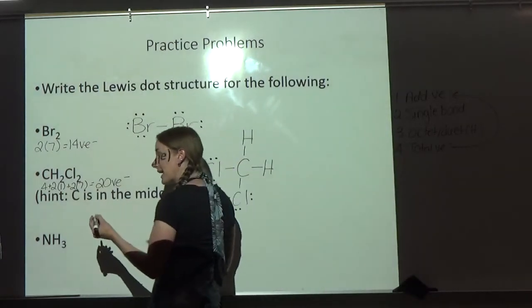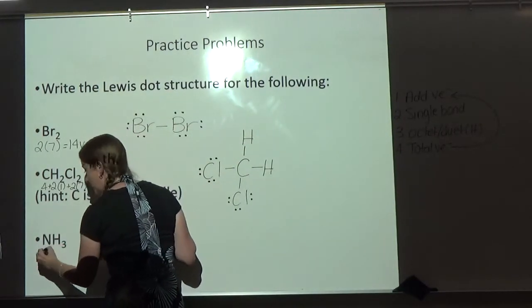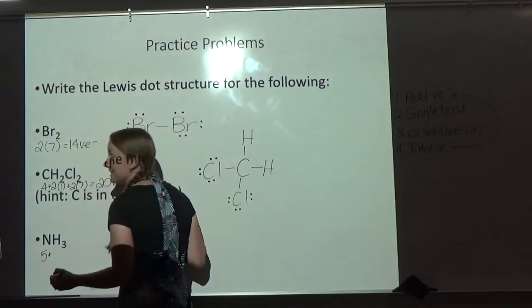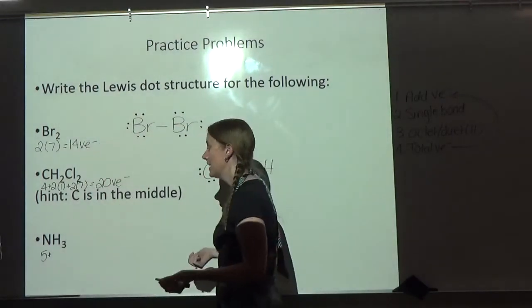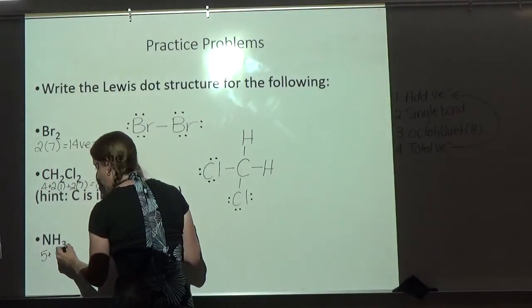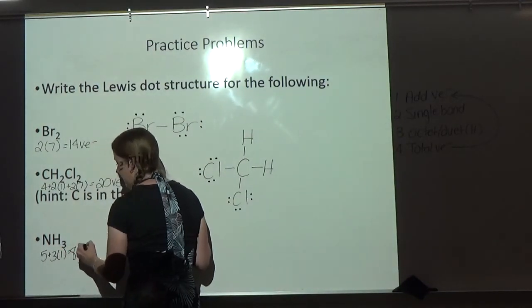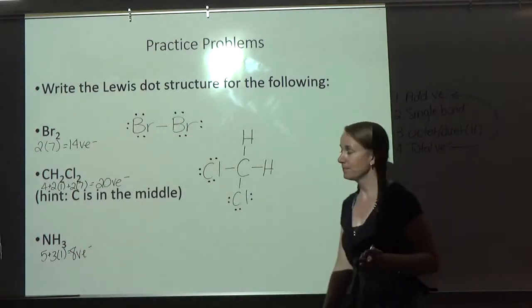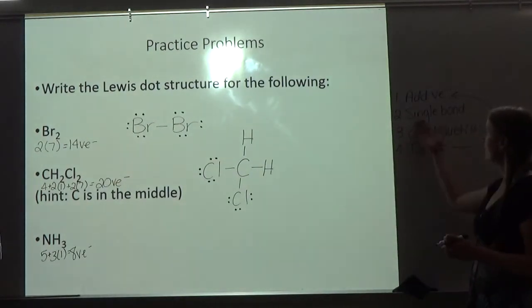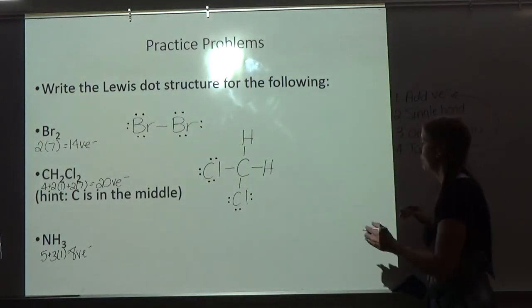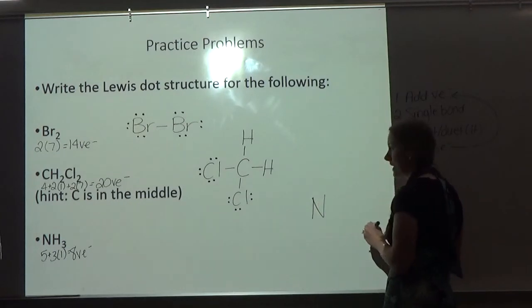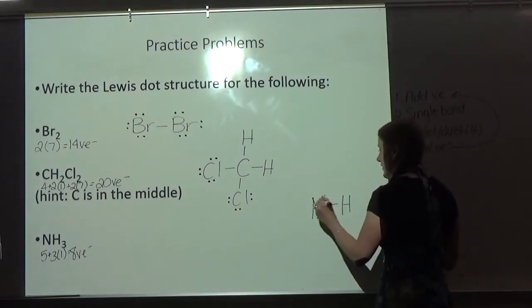All right, so first we got to add up our valence electrons. So N has 5, because it's in group 15 on the periodic table. H is in group 1, so it has 1, but I'm going to multiply that by 3. So I have a total of 8 valence electrons to work with here. So step 2 is single bond, everybody. So I'm going to put my N, and then I'm going to put my 3 H's.